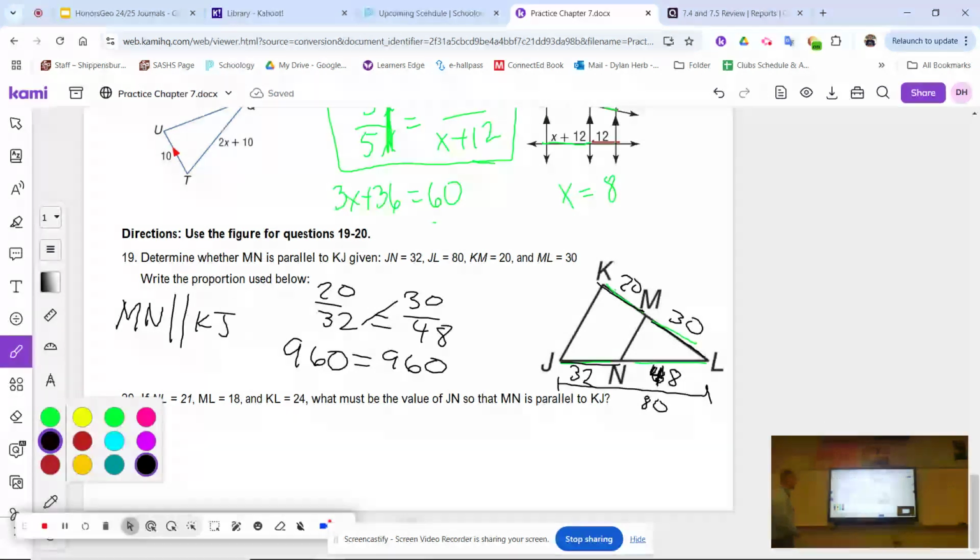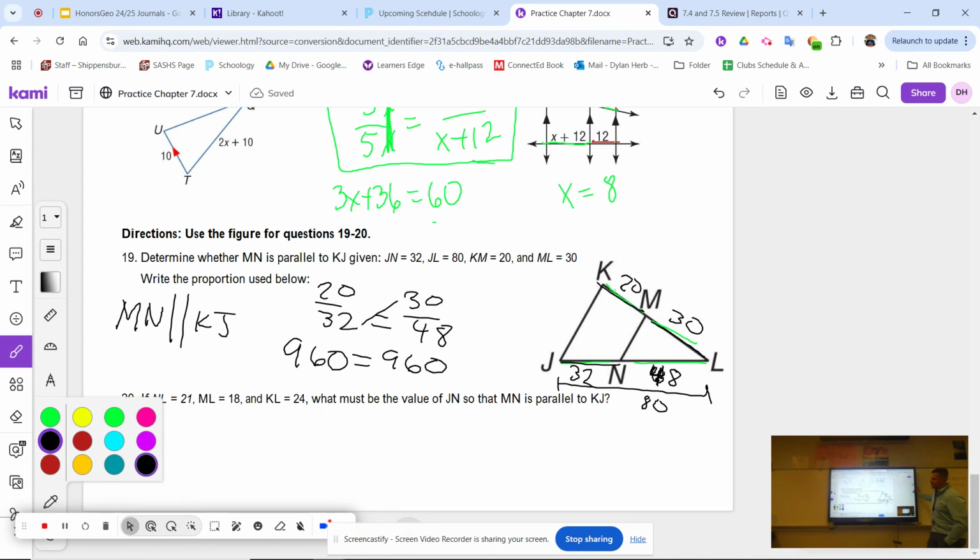Right, so if we had to write a sentence, I don't think it asks for a sentence, but if we had to explain that, we would just say, since the parts of the triangles are proportional to each other, the lines must be parallel due to the converse of, I wish I remembered the exact theorem, converse of the mid-segment. That's not exactly a mid-segment, but it's one of the theorems that we learned.